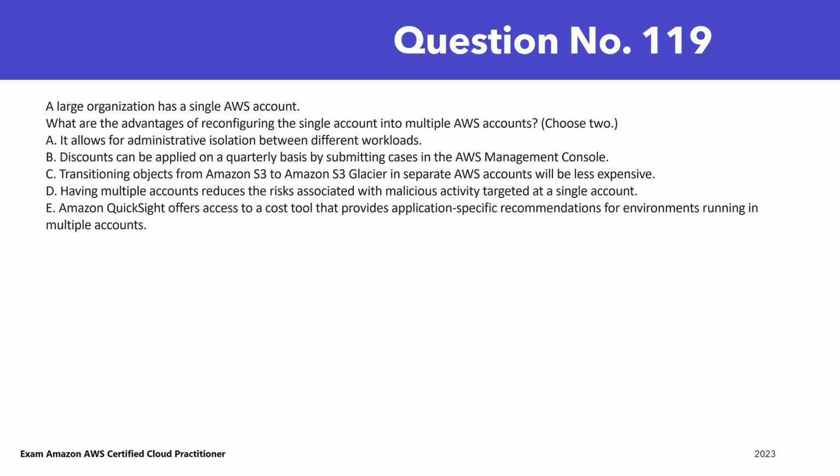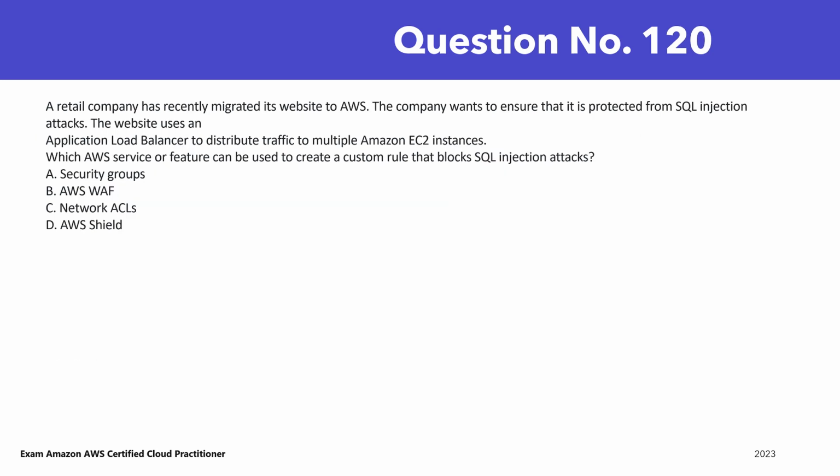C. Transitioning objects from Amazon S3 to Amazon S3 Glacier in separate AWS accounts will be less expensive. D. Having multiple accounts reduces the risks associated with malicious activity targeted at a single account. E. Amazon QuickSight offers access to a cost tool that provides application-specific recommendations for environments running in multiple accounts. Correct answer, A, D.